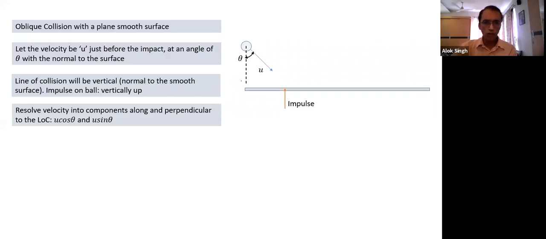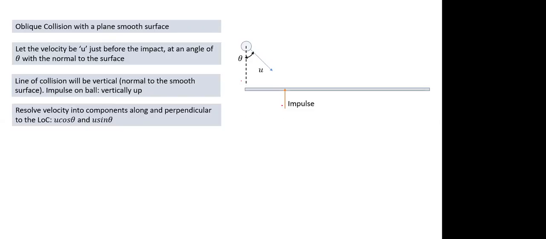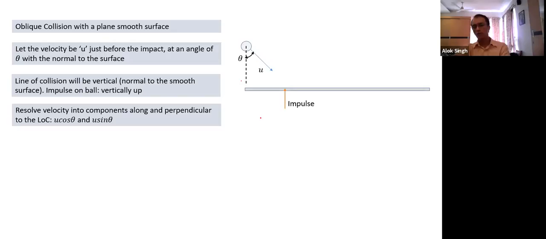So what we do, we resolve velocity into components, one along and the other perpendicular to the line of collision. So what are the components? Can we mark those? What are the components along the line of collision? The vertical direction is the line of collision. So along the line of collision, the component becomes equal to u cos theta, and perpendicular to it the component becomes equal to u sin theta. Now, once we know this, and the coefficient of restitution is e, can you easily tell which part will change and which will not change?